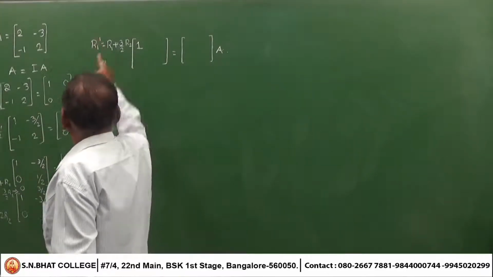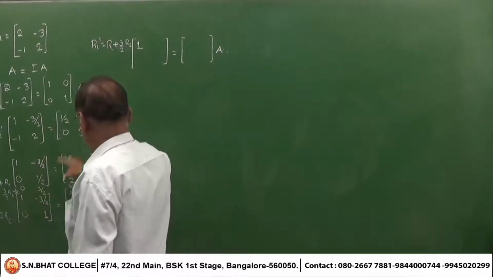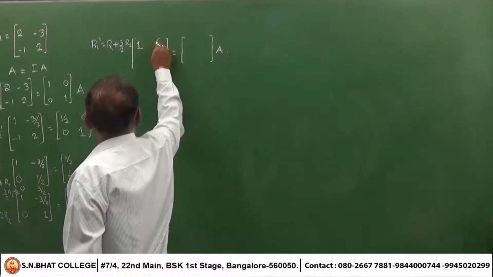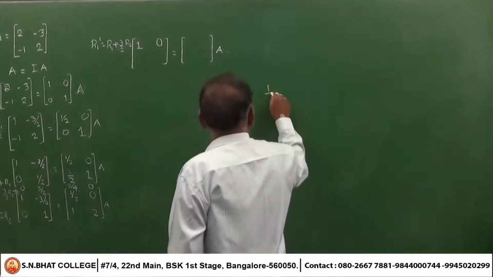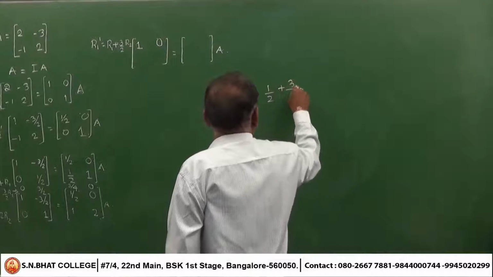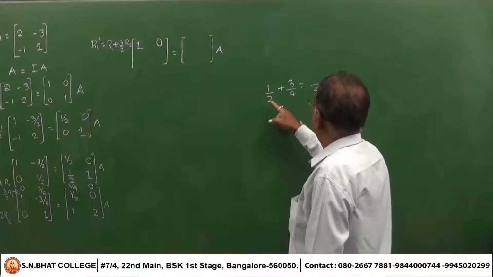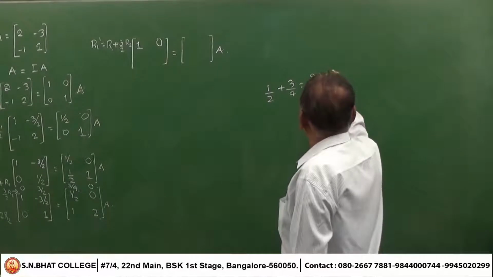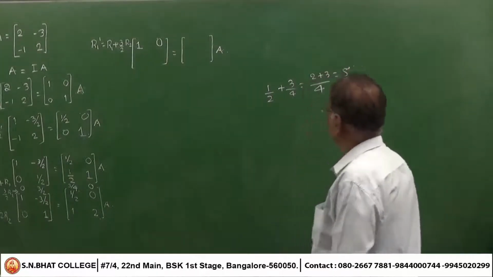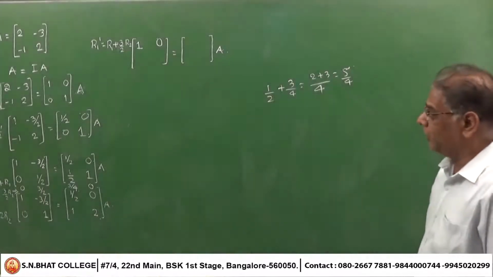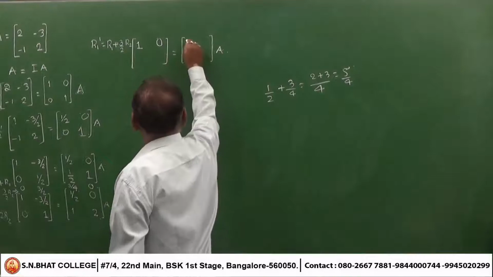Dash represents the next step, new R1. 1 plus 0 is 1. Minus 3 by 2 plus 3 by 2 is 0. Half plus 3 by 4: LCM is 4, this is 2 plus 3, which becomes 5 by 4. Half plus 3 by 4 is 5 by 4.